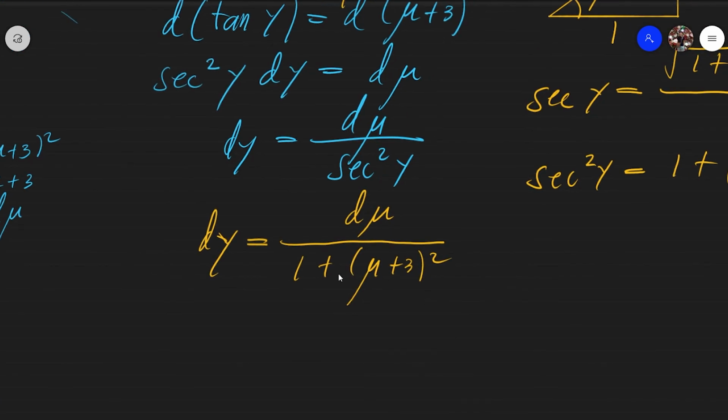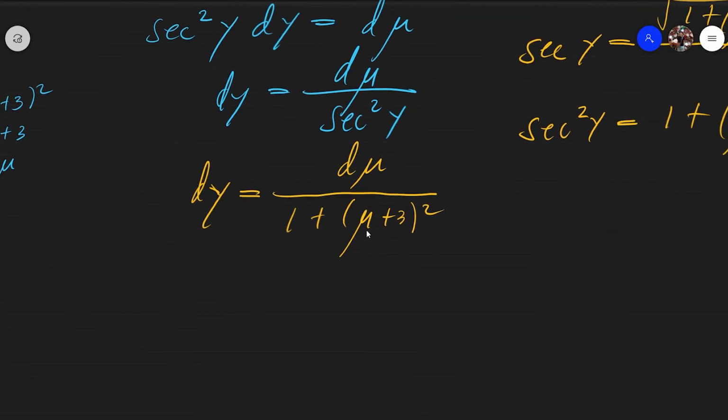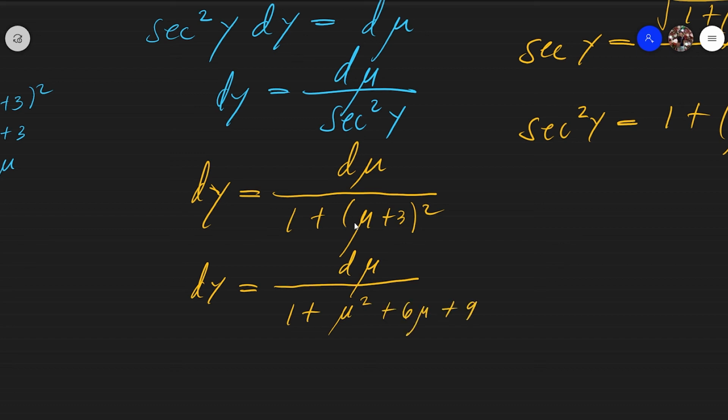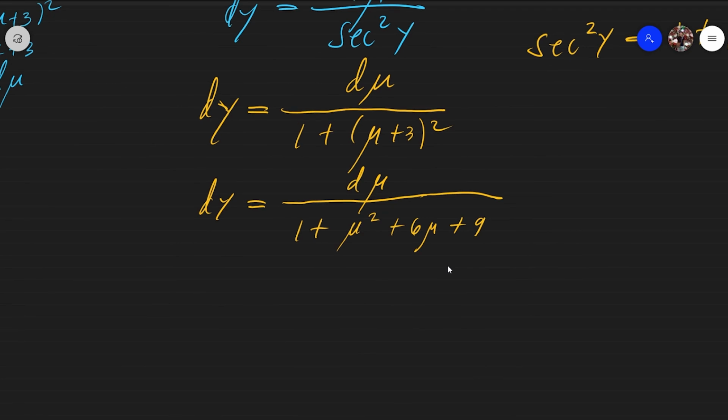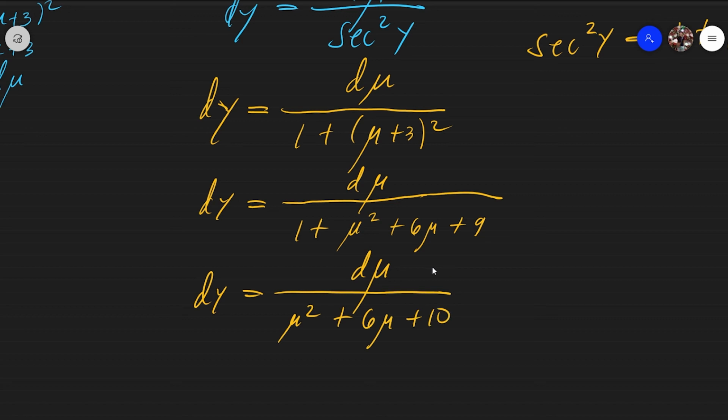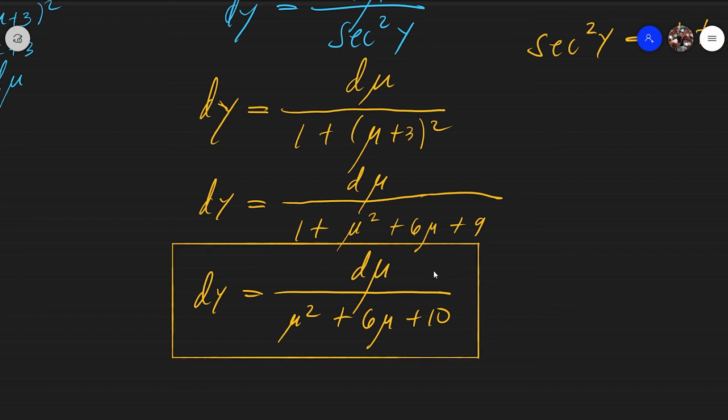You can expand this one and simplify this further. So the differential of y will be equal to the differential of mu all over 1 plus mu squared plus 6 mu plus 9. Then combine similar terms, and you will get the differential of y is equal to d mu all over mu squared plus 6 mu plus 10. So this is now the result of the differential of your answer.